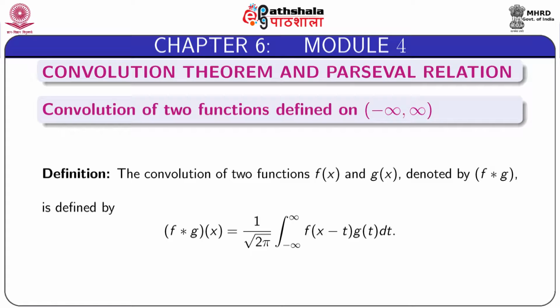First, we define what is convolution of two functions in minus infinity to plus infinity. The convolution of two functions small f(x) and small g(x), which is denoted by f star g, is defined by f star g (x) is equal to 1 by root 2 pi integral minus infinity to plus infinity f of (x minus t) into g(t) dt. This is the convolution of two functions f and g.